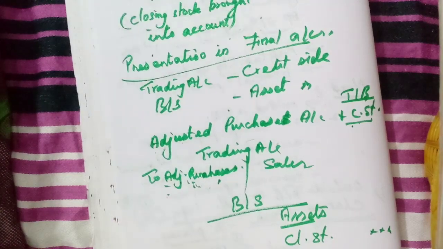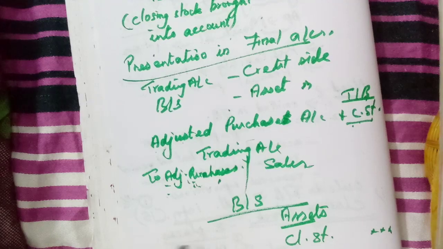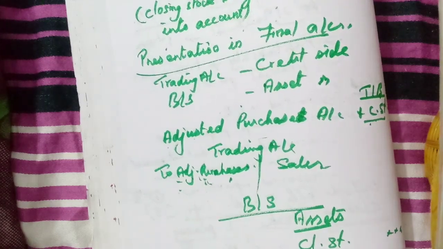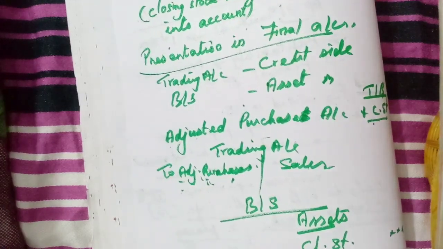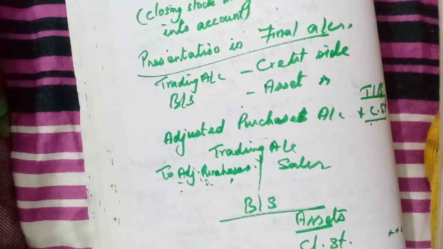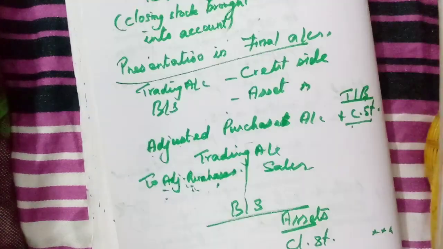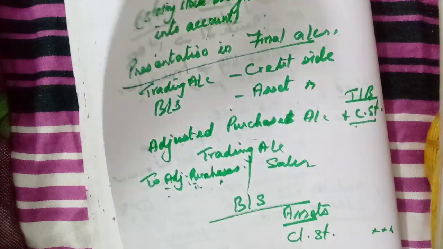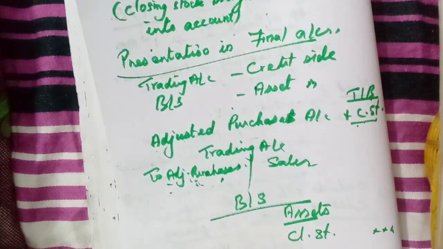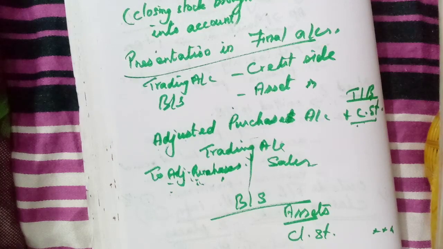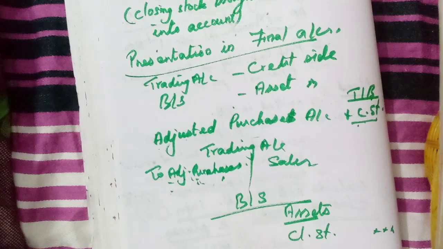Then the expenses, 4 expenses. Now, 2 expenses, 2 income. We will learn in tomorrow's class. Okay, outstanding expense and prepaid expense. Then two items related to income. Income received in advance and income accrued but not yet received. Okay, these 4 related to expense and income we will learn in tomorrow's class.